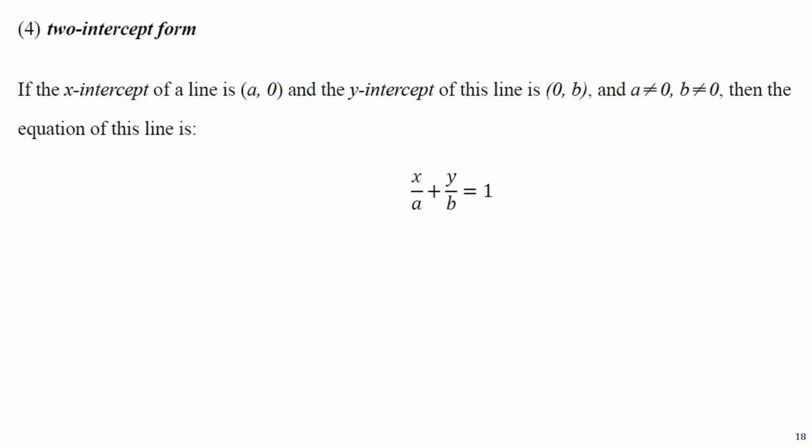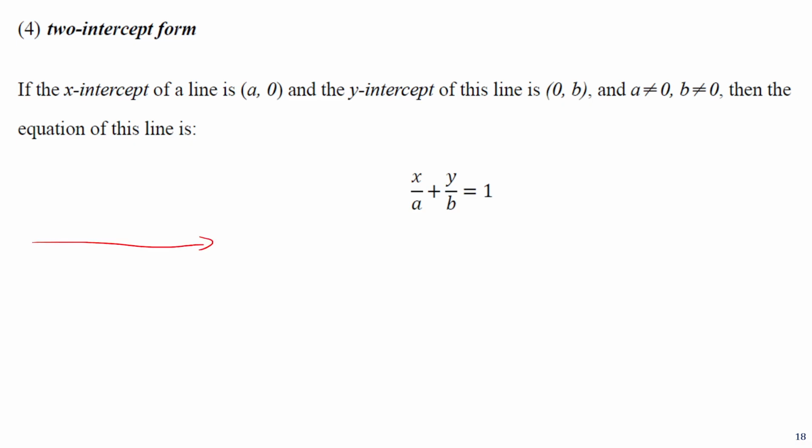Then the last type of commonly used equation for a line is called two-intercept form, which means if you know the x-intercept of a line is (a, 0), and the y-intercept of a line is (0, b), then we could express the equation of this line directly as x over a plus y over b equals 1. All right, let me explain why this is true.